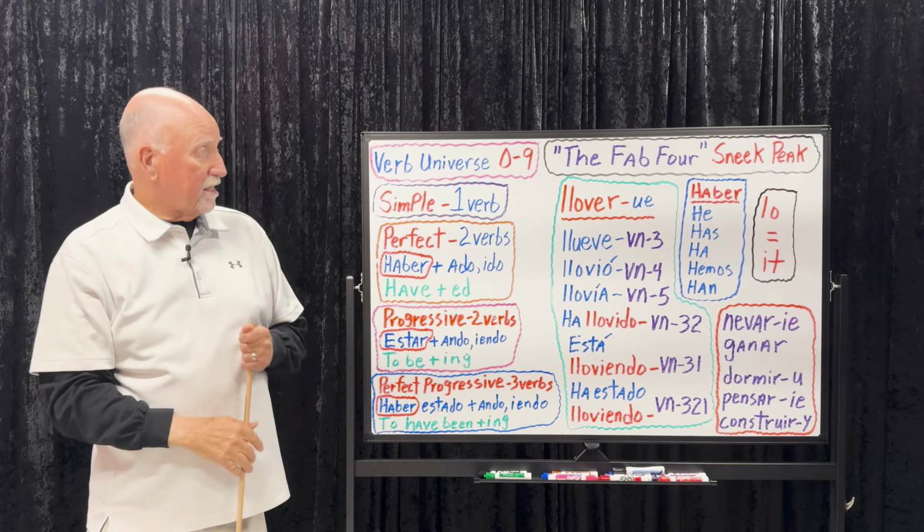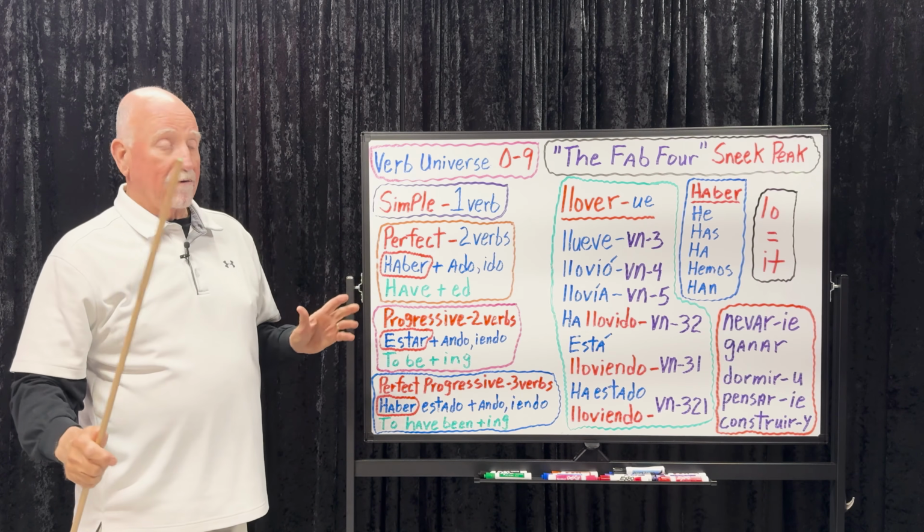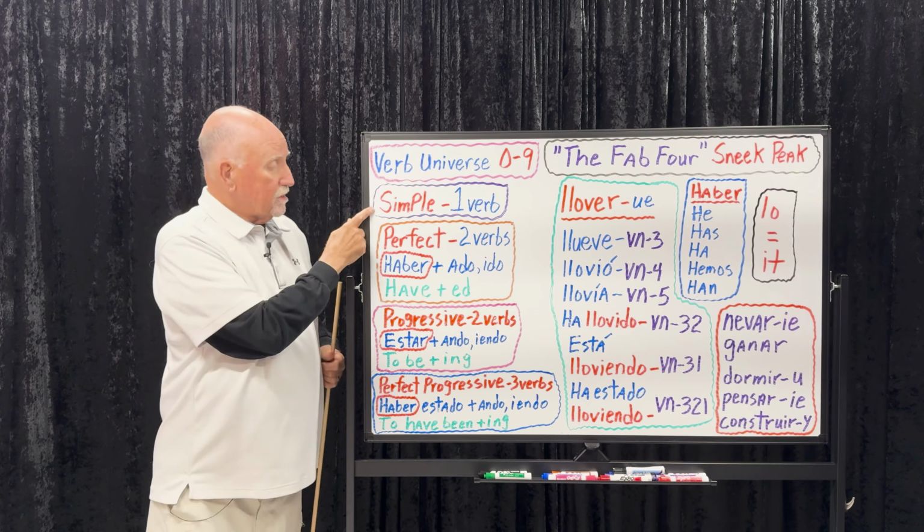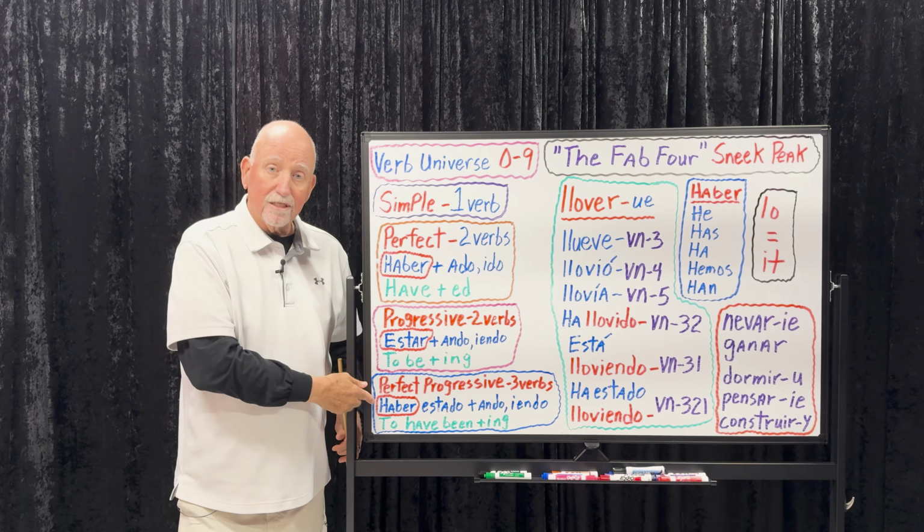Okay? All right, let's take a look here. What did we say? The Fab Four. There are 4 types of verb constructions, not tenses.